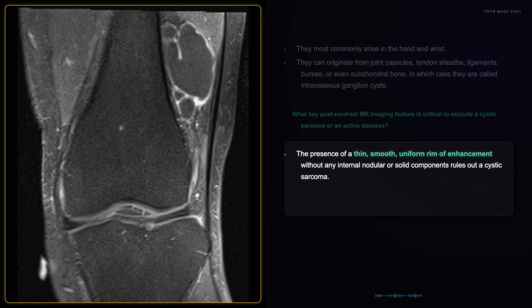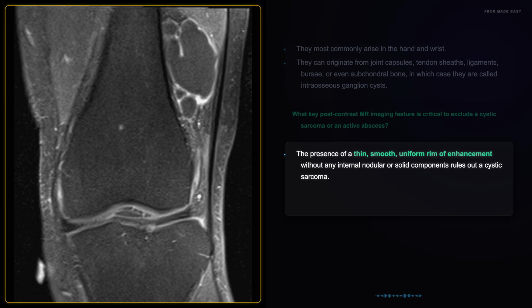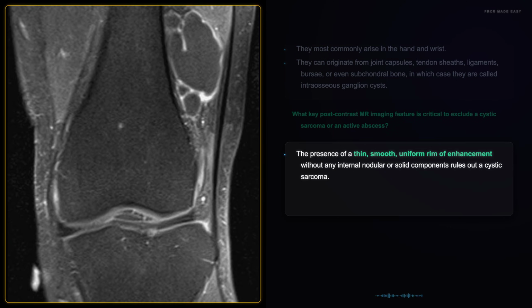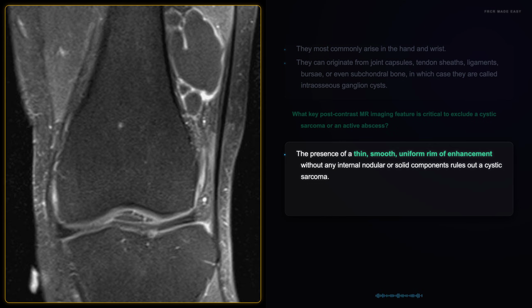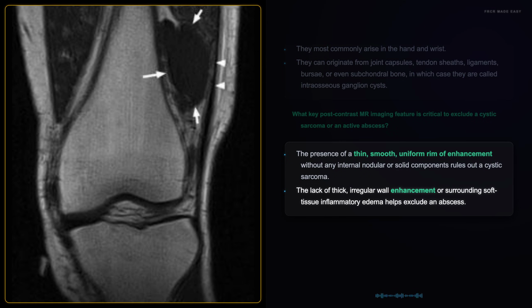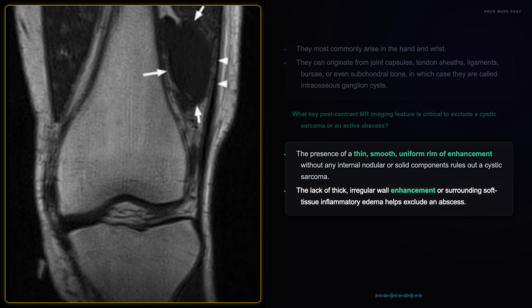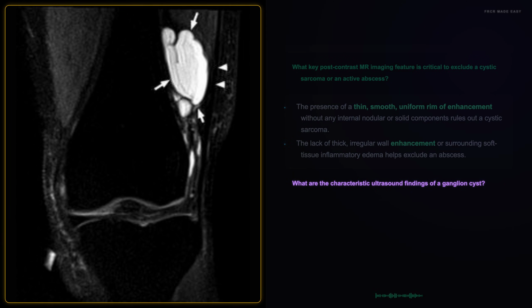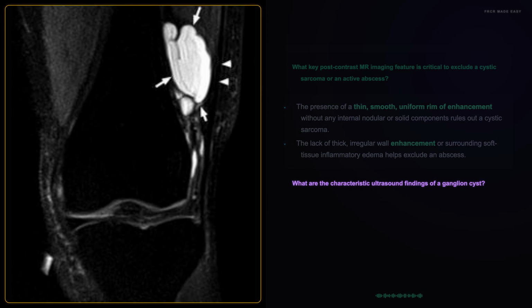abscess? The presence of a thin, smooth, uniform rim of enhancement without any internal nodular or solid components rules out a cystic sarcoma. The lack of thick, irregular wall enhancement or surrounding soft tissue inflammatory edema helps exclude an abscess. What are the characteristic ultrasound findings of a ganglion cyst?